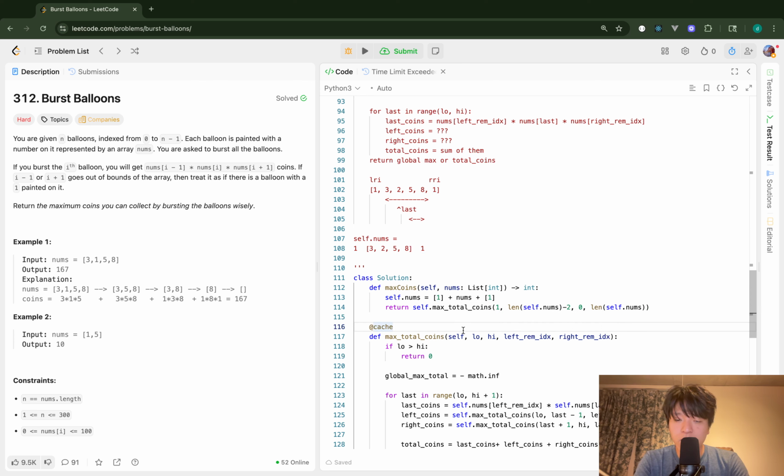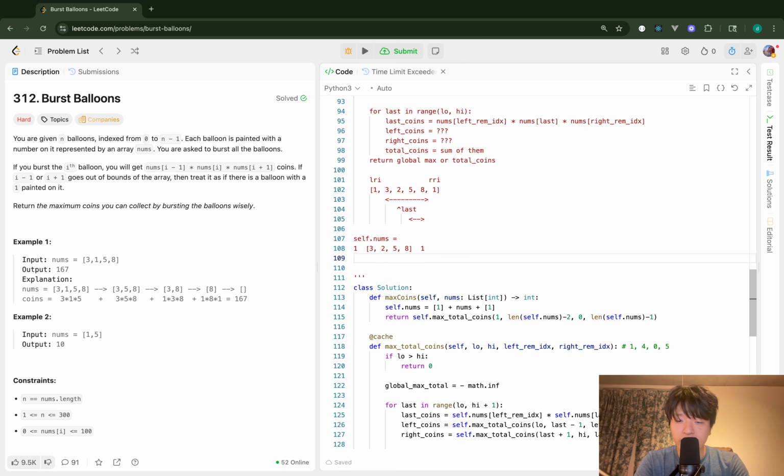low is 1 and high is 4, because there are 6 elements, and left rem index is 0. Right rem index should be the last index, so this should be 5. So now it works like this. Left remaining is here, low is here, and high is here, and this is the right remaining index. Good.